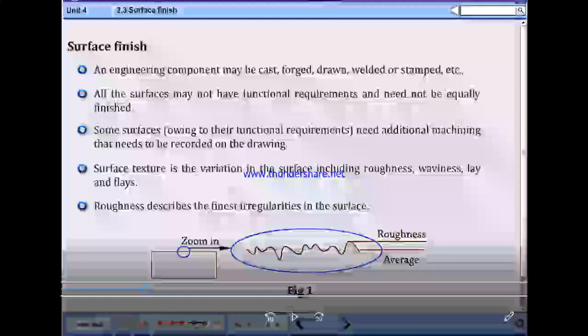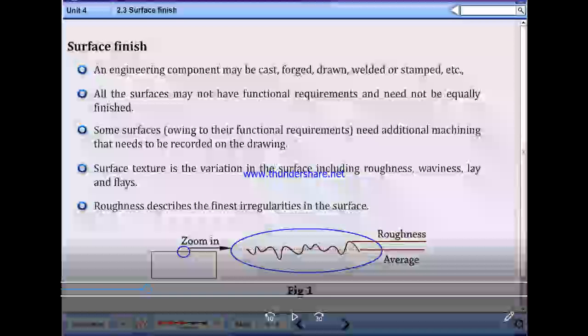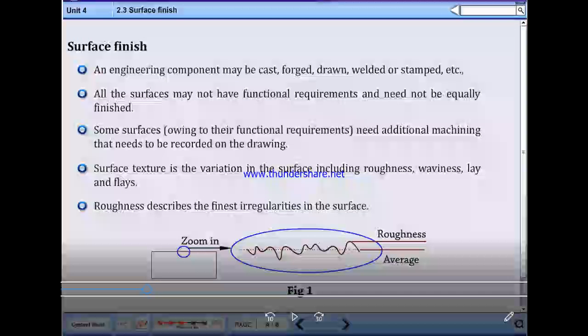Indication of surface finish. An engineering component may be cast, forged, drawn, welded or sampled, etc. All the surfaces may not have functional requirements and need not be equally finished. Some surfaces, owing to their functional requirements, need additional machining that needs to be recorded on the drawing.